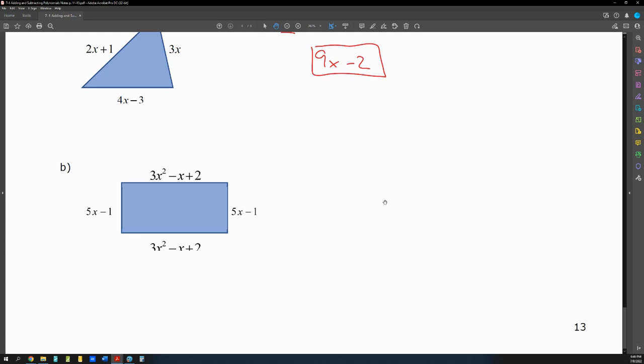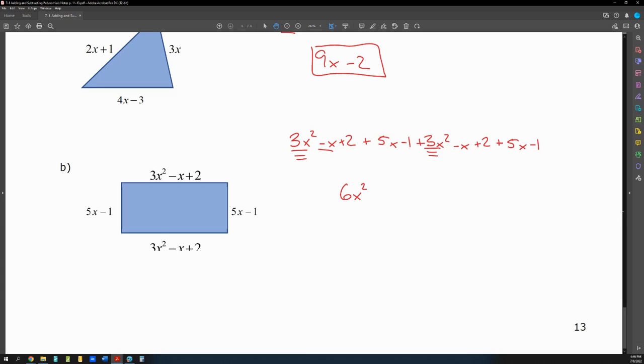And last but not least, our rectangle here. So again, we can add up all of the sides. So 3x squared minus x plus 2 plus 5x minus 1 plus 3x squared minus x plus 2 plus 5x minus 1. Combining like terms, I see we have two 3x squared terms. So we have 6x squared.